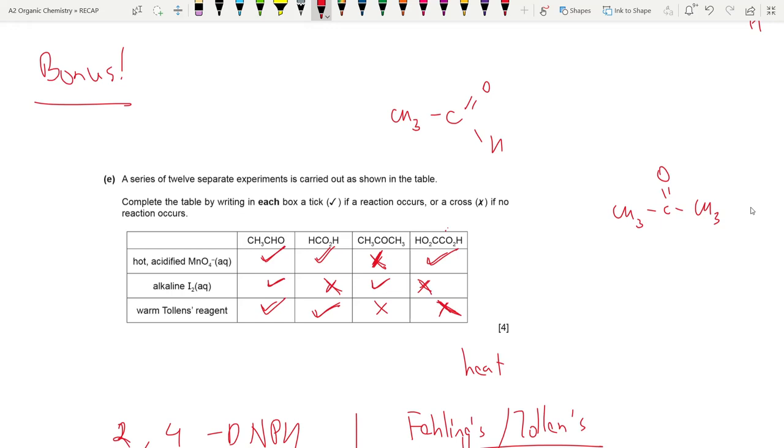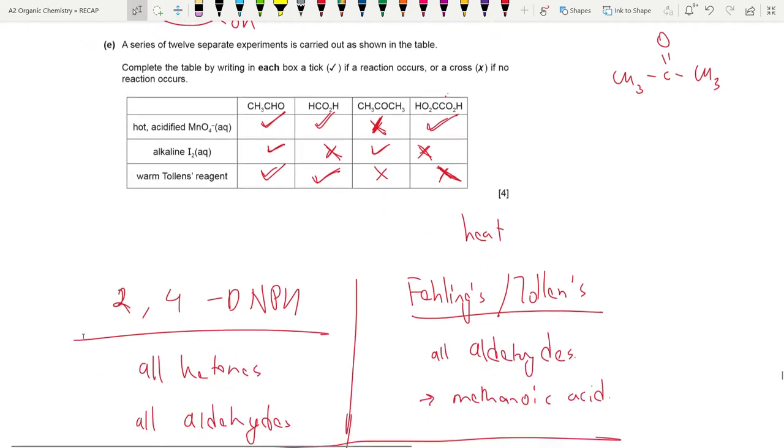What about Tollens' reagent? All aldehydes. This is the test for all aldehydes and one special carboxylic acid, which is methanoic acid. Why though? Check this out. This is methanoic acid, HCOOH. Even though it has a carboxylic acid group, it also has the CHO group, so it can be further oxidized to form carbon dioxide and water.